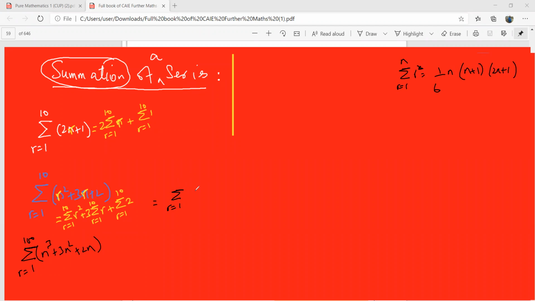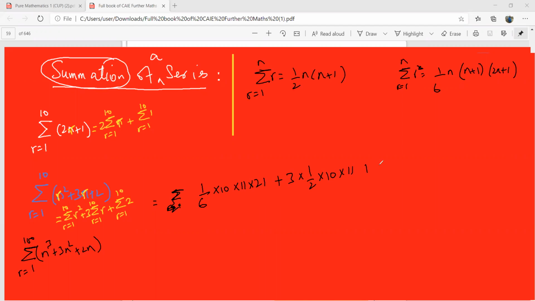Yes? Yes, Bacho? Yes, Anna? So I would be writing it as 1 over 6. My n is 10 now, into 10 into 11 into 21, plus 3 times the sigma r from 1 to n for r, which was half n into n plus 1. You must write them again and again so that you can learn them by heart. Okay, plus 3 times 1 over 2 into 10 into 11.